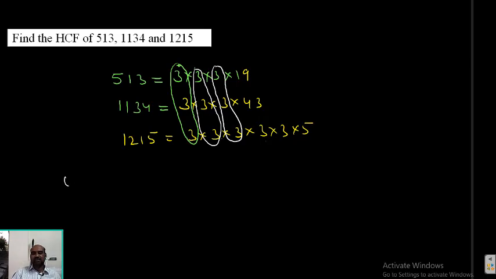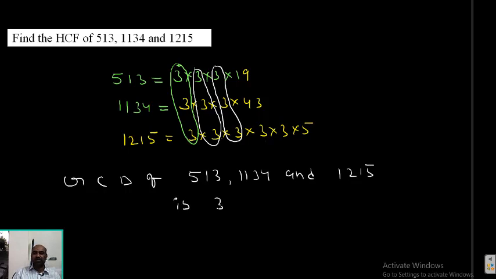So what I can say, the GCD of 513, 1134 and 1215 is the product of common prime factors taken one at a time. 3 into 3 into 3, that is equal to 27. In other words, the GCD of these three numbers is 27.